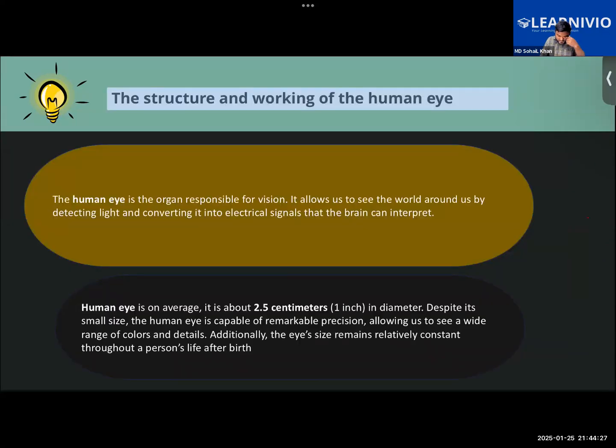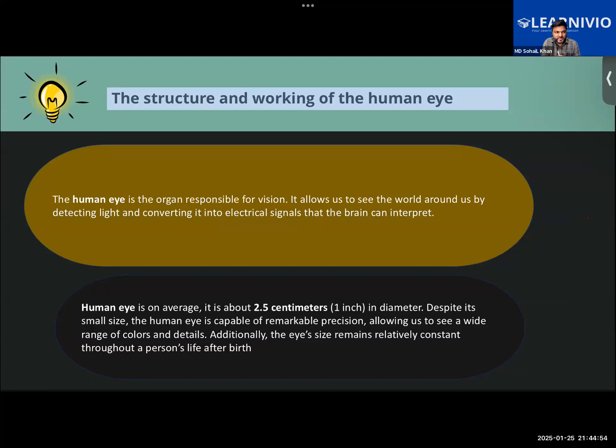So the human eye is basically the sensory organ responsible for vision. It allows us to see the world around us, detecting light and converting it to electrical signals that the brain can interpret. On an average, its diameter is roughly 2.5 centimeters, or about 1 inch. Despite its small size, it is capable of remarkable precision, right?